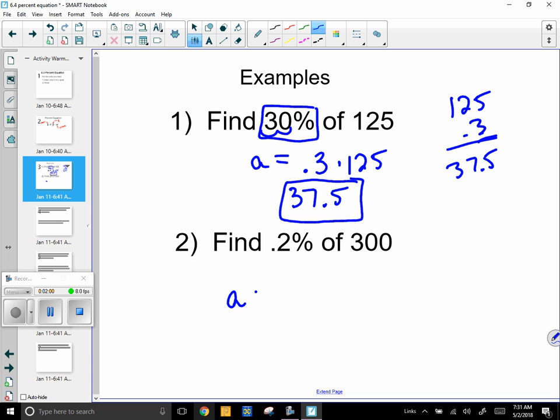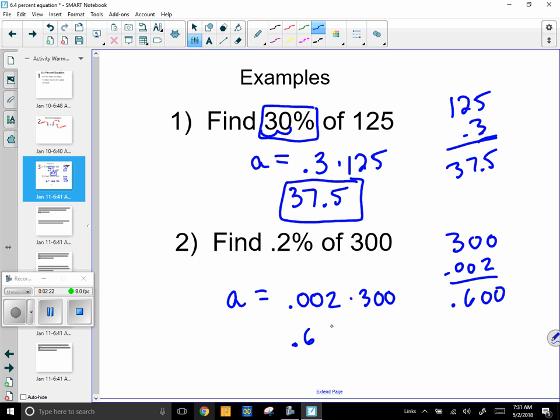Same idea. Change 0.2% to a decimal. 0.2% is 0.002, and multiply that times 300. That's how it works every single time. 300 times 0.002, well, 300 times 2 is 600. But we have three things behind the decimal, so three things behind the decimal makes this 0.6.